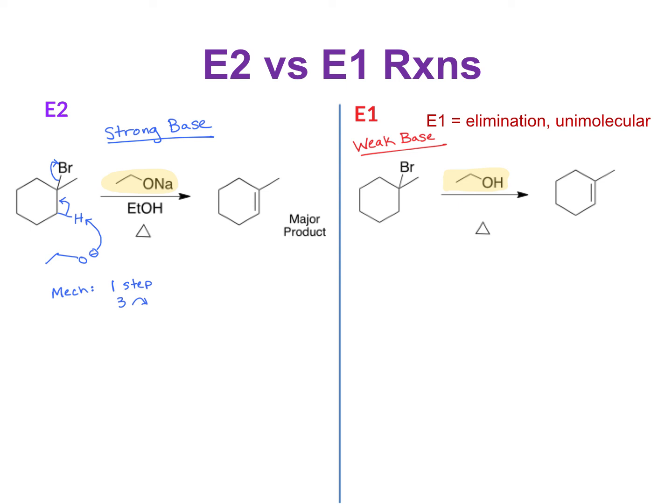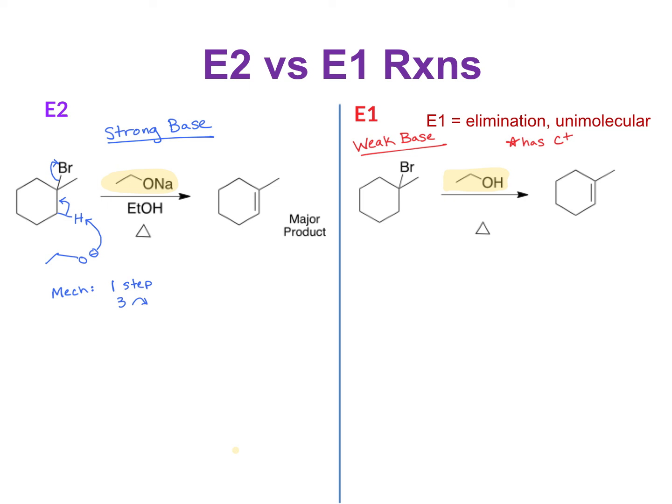And so what do we think is going to be different about an E1 versus an E2 mechanism-wise? It has something in common with SN1. So what was special about an SN1 versus an SN2? Right, it had a carbocation. So an E1 is also going to have a carbocation. So basically that's going to be the main difference, the mechanism.